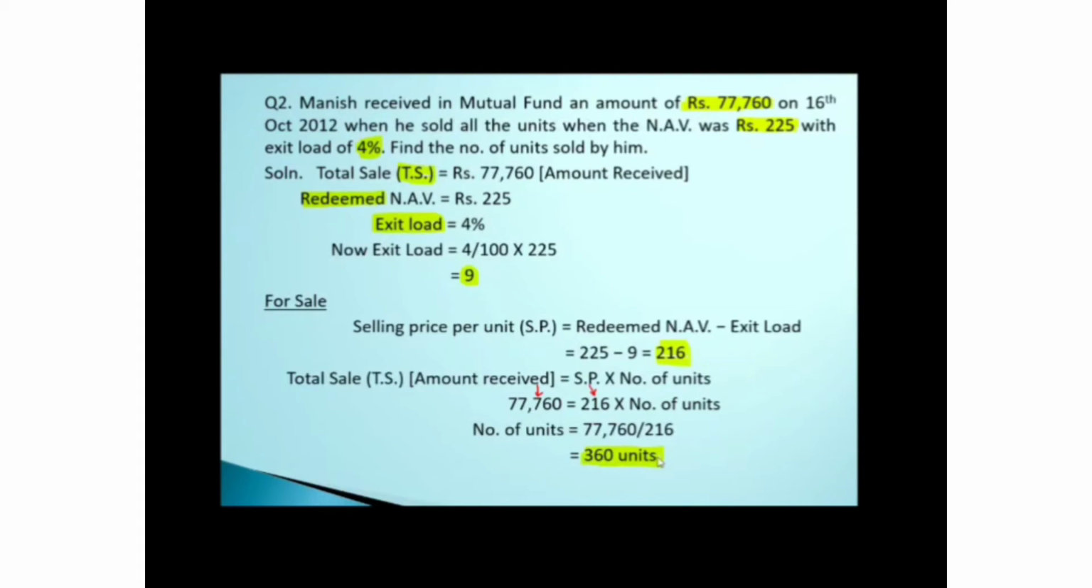So now after this, we will move ahead. Alright, let's go with the next question. Question number three. Take down question number three. Mr. Suresh received an amount of rupees 29,972.63 on 14th October 2013 when he sold all the units when the NAV was rupees 110 with the exit load of 3%. Get the number of units. Get down the question first.